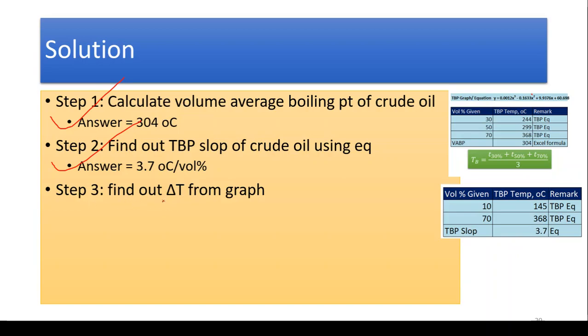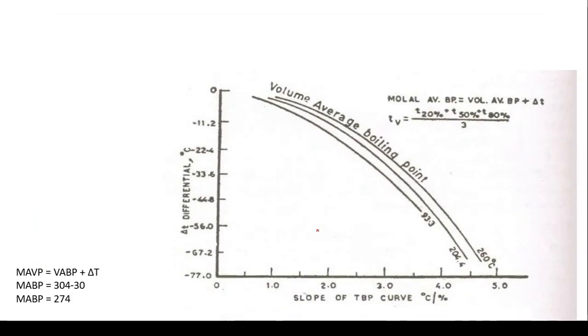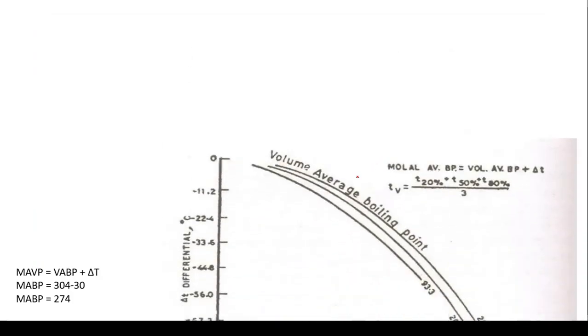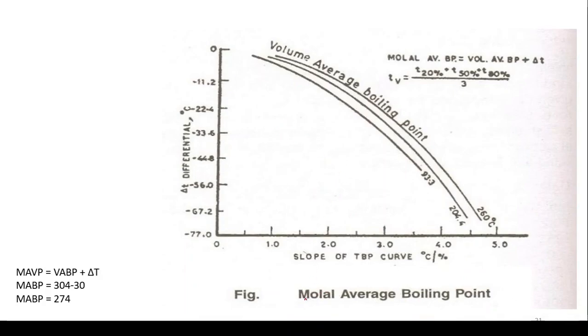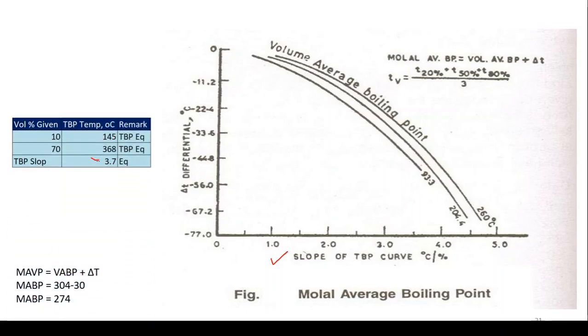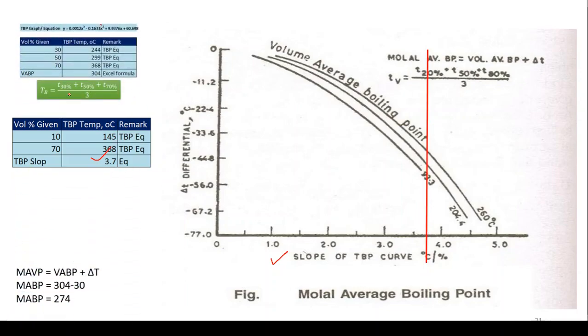Next step, find out the delta T from the graph. So for that we have to use the graph. This is our graph, where this is the molar average boiling point, and the x-axis is the slope. So we know the slope is 3.7, so there will be a line for 3.7, and the next step is these are the volume average boiling point curves.